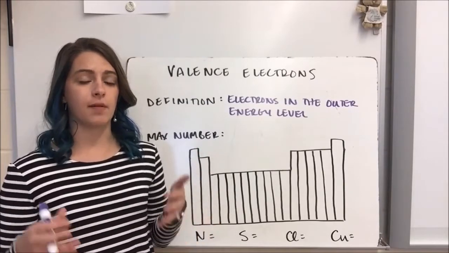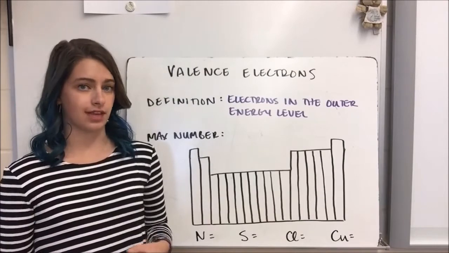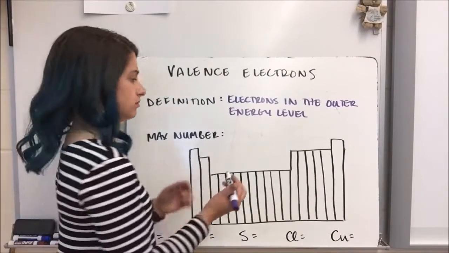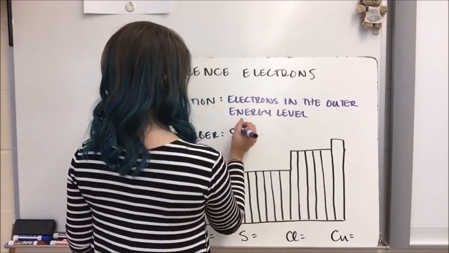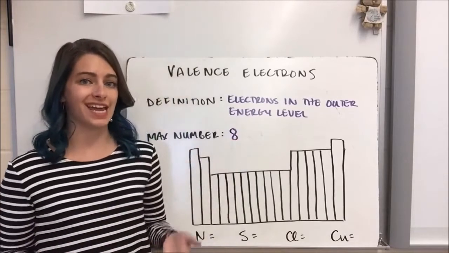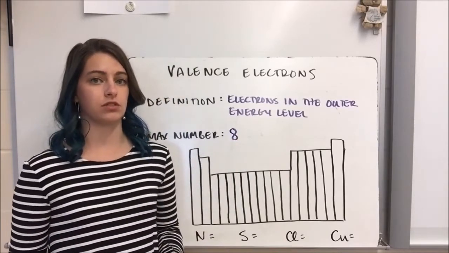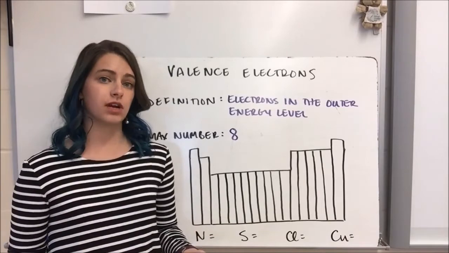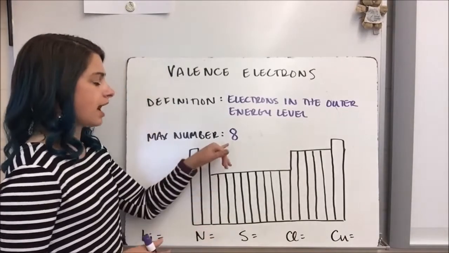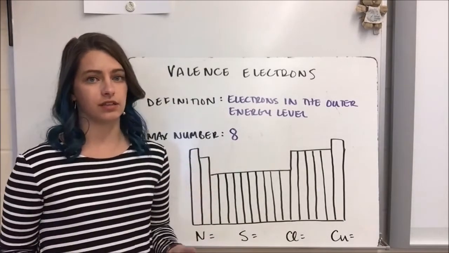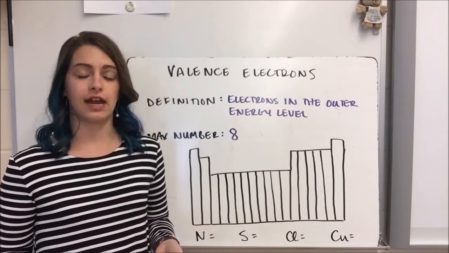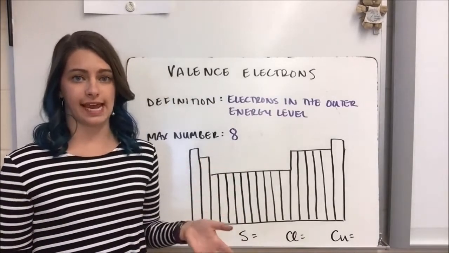An atom can have a maximum number of valence electrons, and that maximum number is 8. And we're going to come to learn that 8 is kind of a magic number when it comes to electrons, especially when it comes to bonding. So an atom can have up to 8. It can have anywhere from 0 to 8.